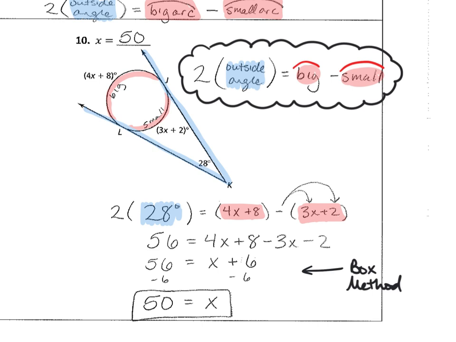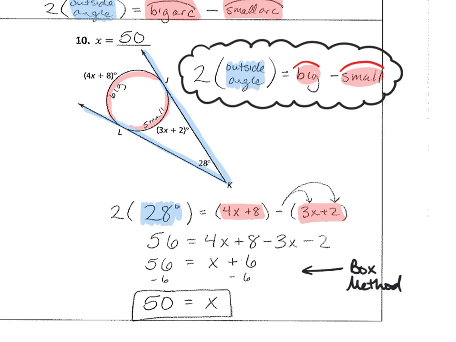But what we do is we combine our like terms. 4x minus 3x is 1x. 8 and minus 2 is 6. Subtract the 6 to the other side, which is 56 minus 6. So we get that x is 50. This is probably the most complicated kind of this problem that you could see. Most of them are going to be a lot easier and maybe less algebraic. In fact, the one we're about to do together is completely less algebraic.